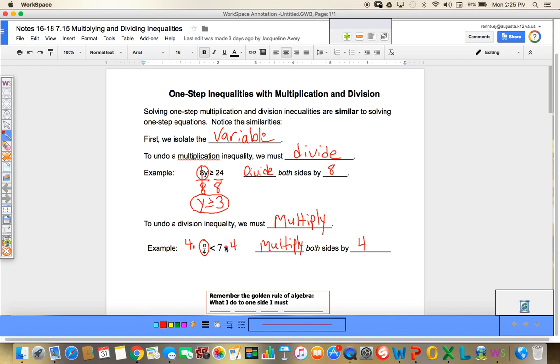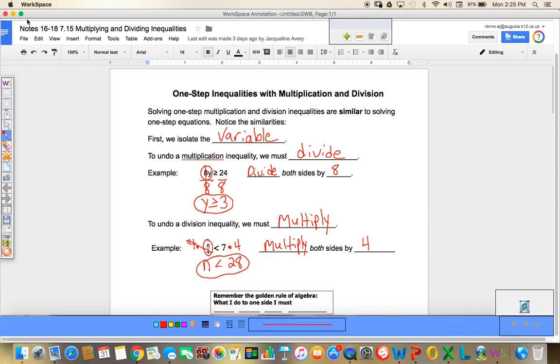And I'm using the multiplicative inverse property, so this is going to turn into a 1 in disguise. And 7 times 4 is 28. Now notice I did not use an equal sign. I used an inequality sign, so n is less than 28. Okay, so it's the same process as solving a one-step equation.